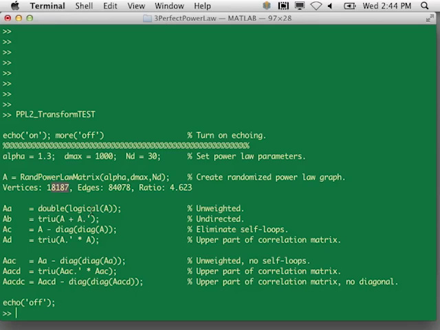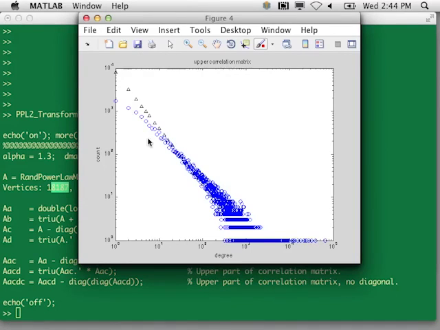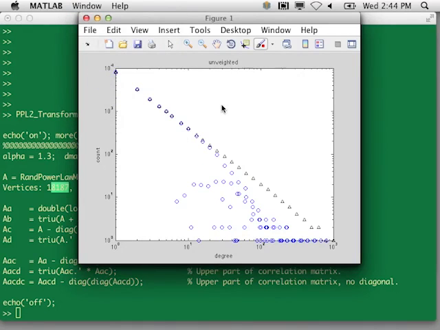Now we're going to transform this data, clean up this data by making it unweighted, undirected. We're going to eliminate self-loops. We're going to take the upper triangular part. Here's another one with unweighted, no self-loops, different versions of them. And then you can see what that looks like. So if we look at the first one here, this just shows what making the data unweighted does to the data set. The triangles are the original data, and just making it unweighted distorts that data set.